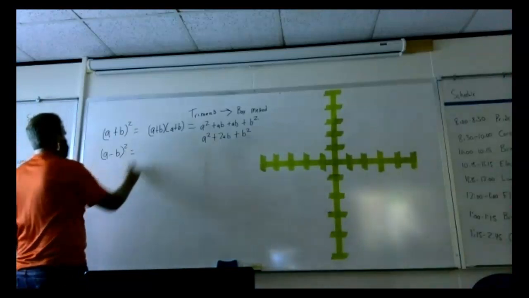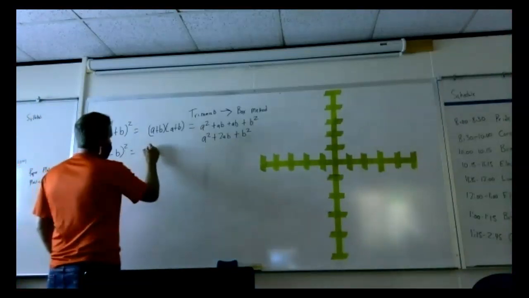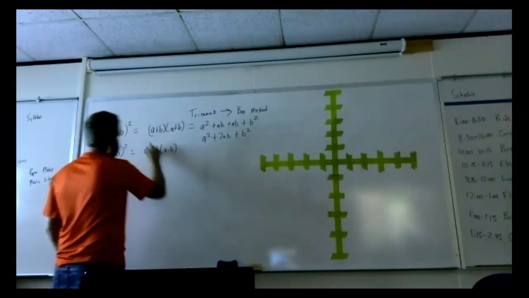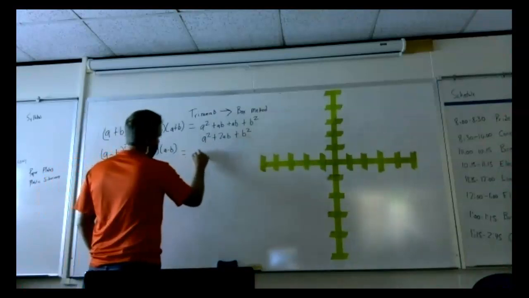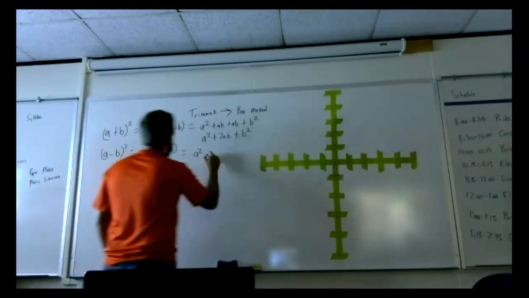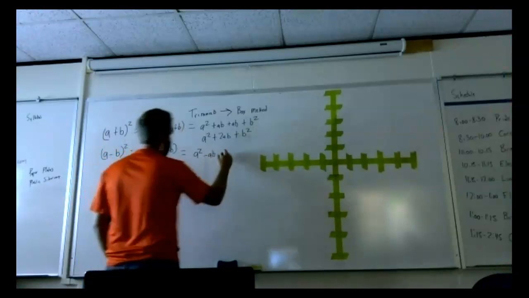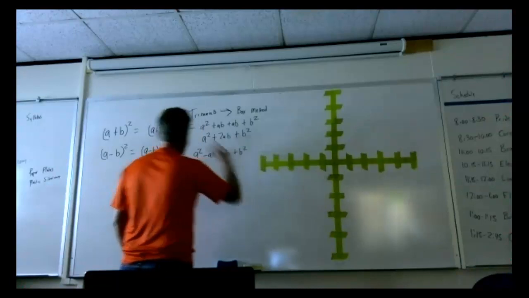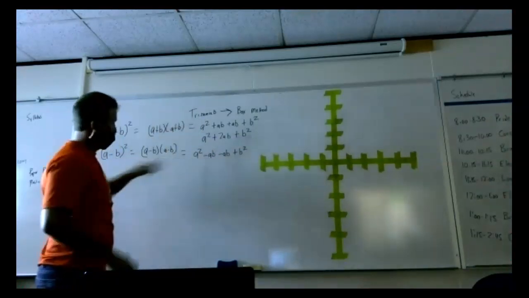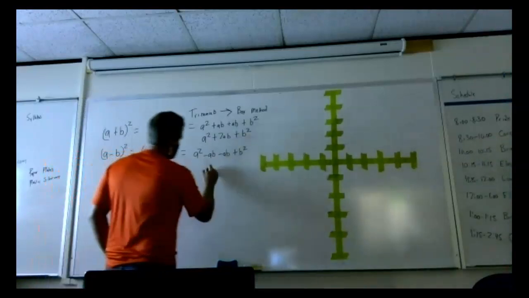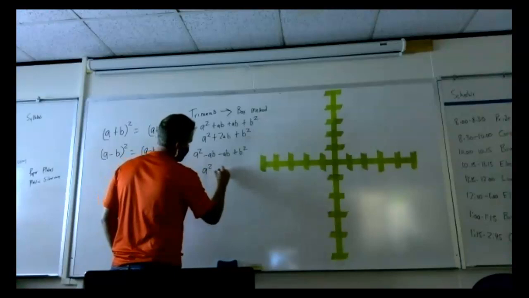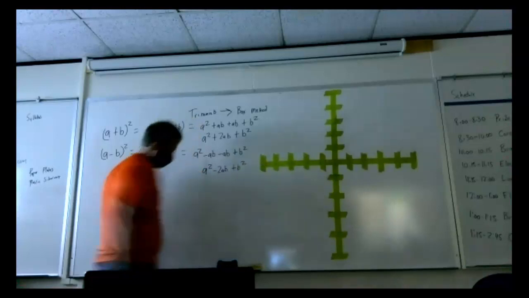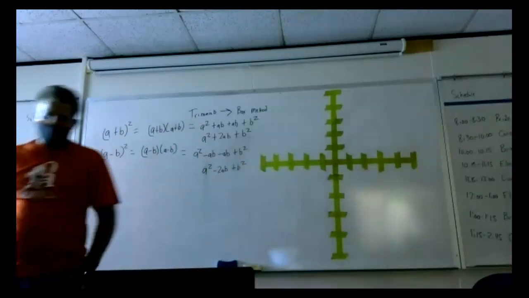If I FOIL out the next one, we have A minus B squared. Understand that that's equivalent to A minus B times A minus B. They are going to equal A squared minus AB minus AB plus B squared, because two negatives multiplied equal a positive. Once we combine like terms, we're left with A squared minus 2AB plus B squared. Okay, so that's your first one.